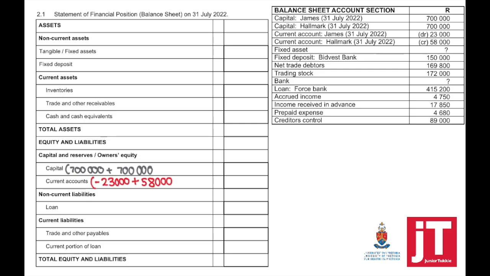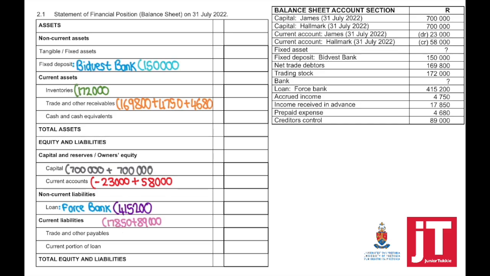This is easy marks to get. Now take note: my current account, James, is a debit. A debit means negative. A credit means positive. This is why we need to indicate minus 23,000 plus 58,000. For the fixed deposit, make sure that you name, mention or write down the name of the bank.